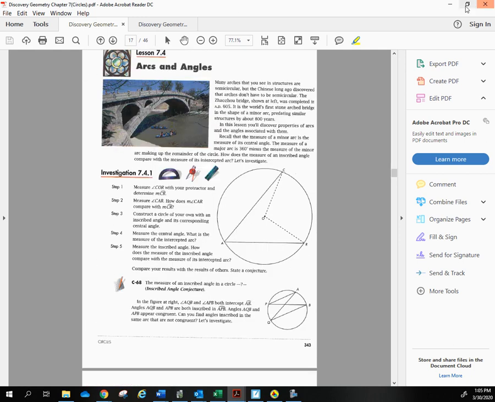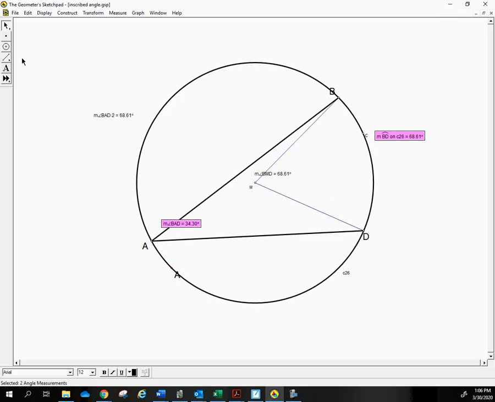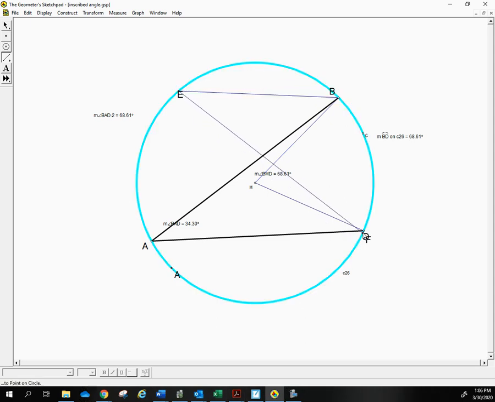Now, if I was to put another inscribed angle, let's say this angle right here, let me get rid of this central angle right now so we have less in the picture. And I was to measure angle BED.